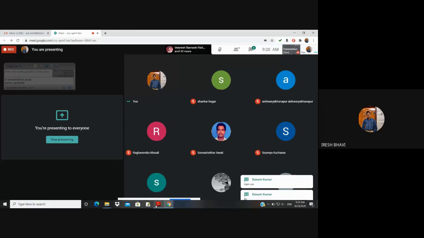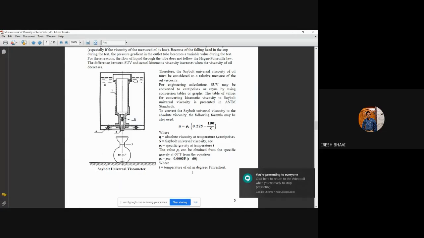Let us start. In the last class we have seen so many viscometers. The last one was the Ostwald viscometer, which we have already used in the physics lab to measure the viscosity of, I think, acetone or any organic liquid.